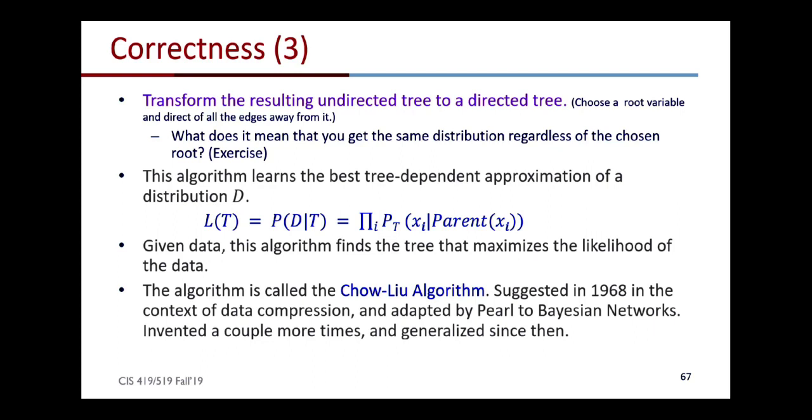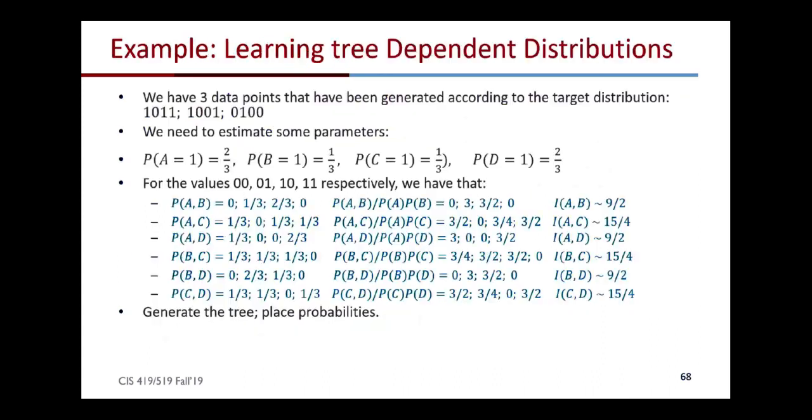Now, just like a lot of things we've done in the class, it's an old algorithm. It's called the Chow-Liu algorithm, proposed by information theory people Chow and Liu in the 60s as a way to compress data. It was adapted by Judea Pearl, who invented Bayes nets, or studied all the computational theories of Bayes nets, in the early 80s, I think, or mid-80s. Since then, it's been invented a few other times and generalized, but still it's a very cool algorithm, a very simple algorithm to learn something quite expressive.